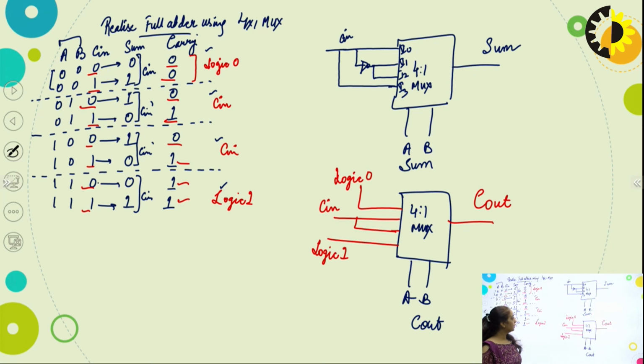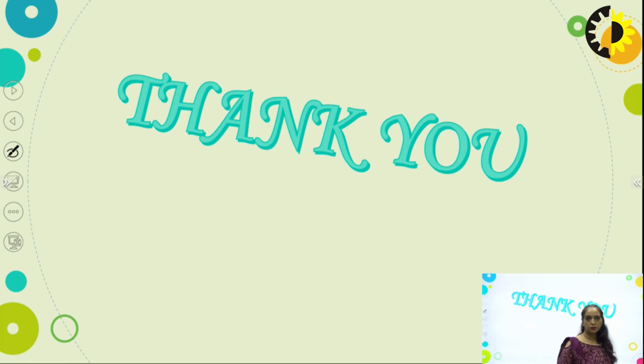In this way you can realize any circuit with the help of a multiplexer. If you need to draw the circuit for the subtractor using a multiplexer, the same approach will be used. So I hope you like this concept. Thank you so much.